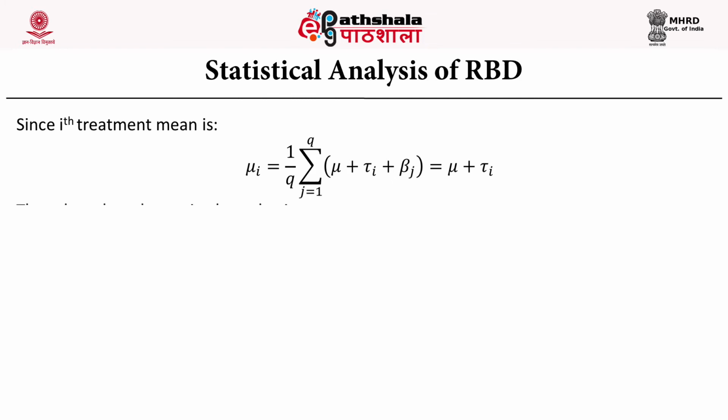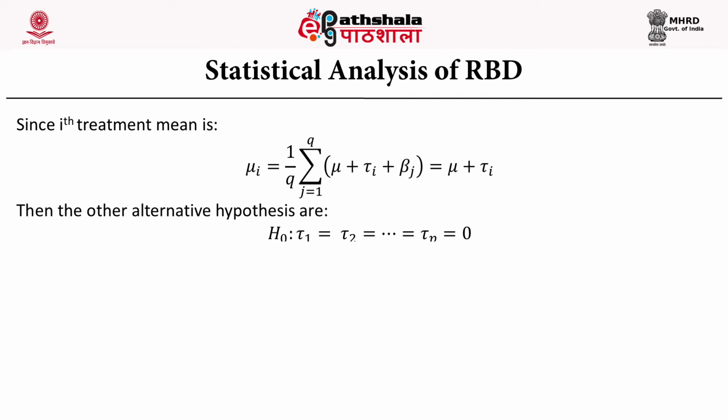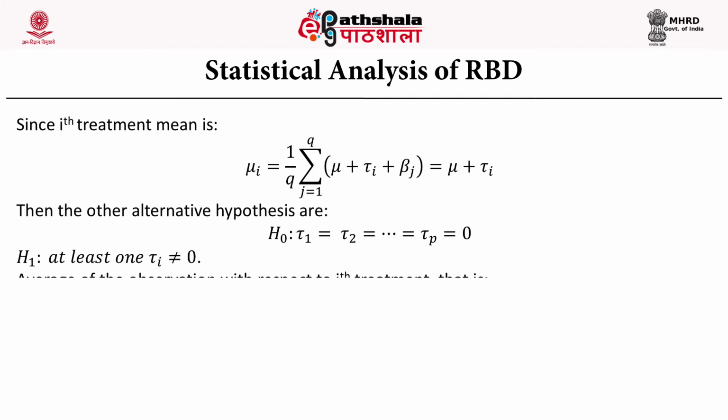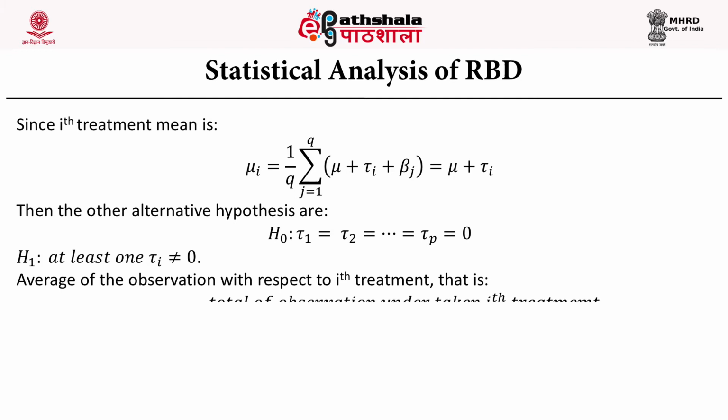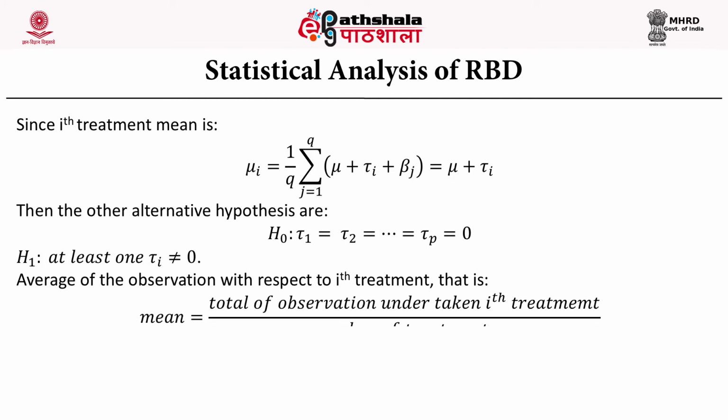Then the other alternative hypotheses are as follows. We are testing here whether the tau_i's are significantly 0 or not. So we have the null hypothesis as tau_1 = tau_2 = ... = tau_p = 0, and the alternative hypothesis given here as at least one tau_i is not equal to 0. So the average of the observations with respect to the ith treatment is equal to the total of observations under the ith treatment divided by the number of observations.